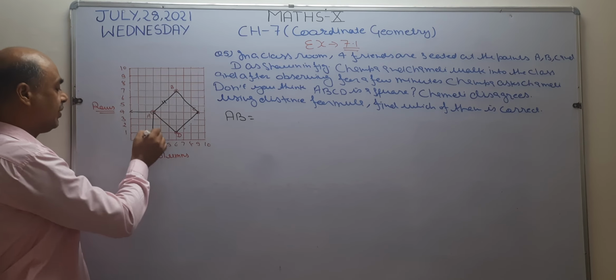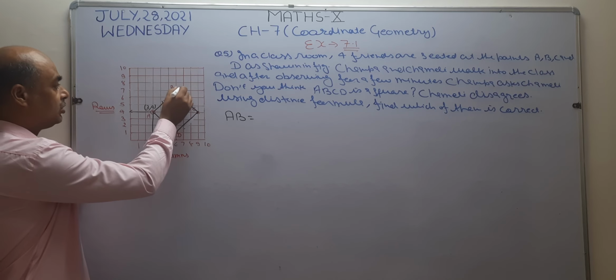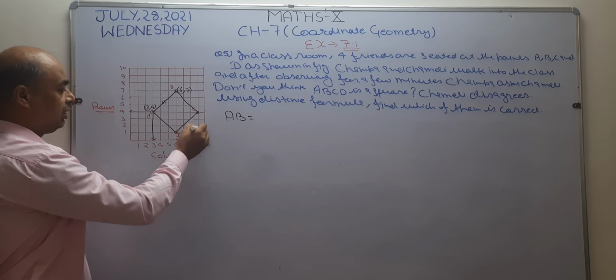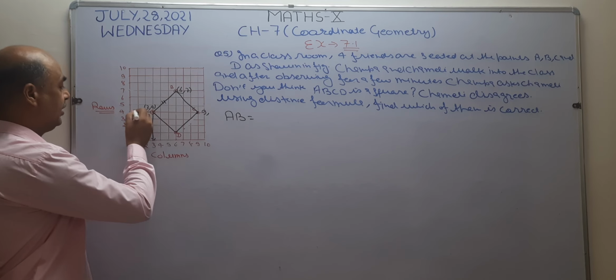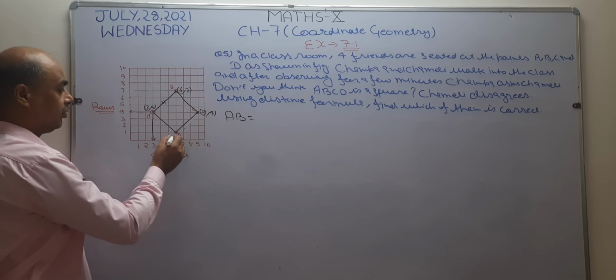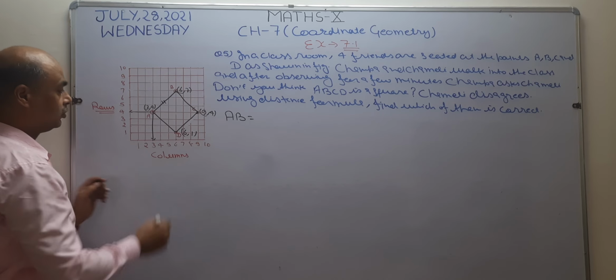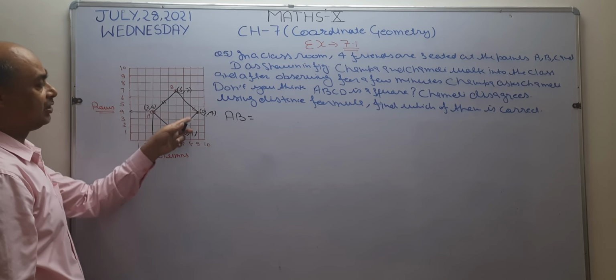Similarly, coordinates of B are 6 and 7. Coordinates of C become 9 and 4. And coordinates of D become 6 and 1. So these are the coordinates of A, B, C, D.